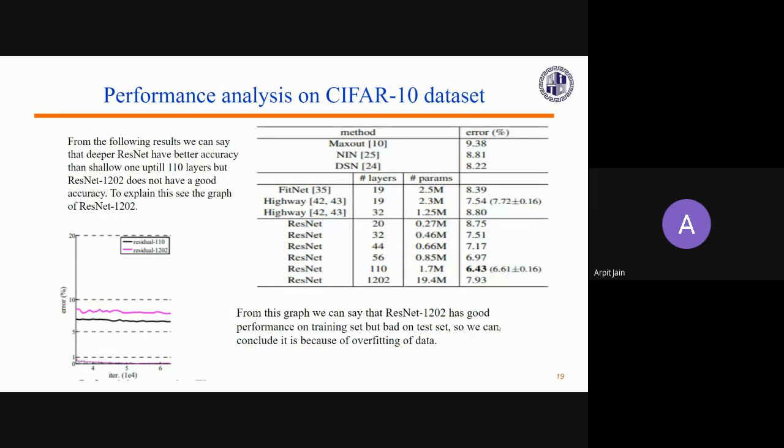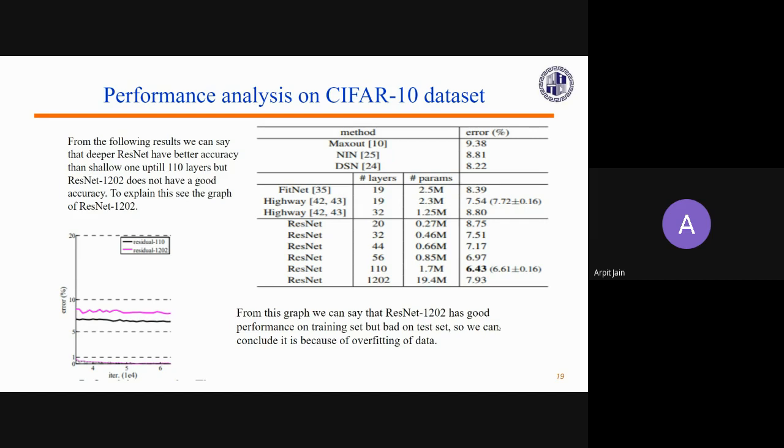In ResNet, as we can see, with 20 layers, the parameters are 0.27 million and the error percentage was 8.75%. As we increase the number of layers to 32, the error percentage decreased to 7.5%, and this trend continued till 110 layers, where our error percentage was 6.4%. But when we increase the number of layers to 1200, the error percentage started to increase again. This happened because of overfitting.